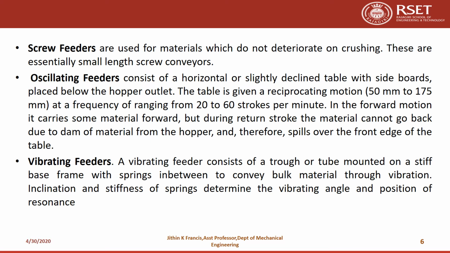Oscillating feeders consist of a horizontal or slightly declined table with sideboards placed below the hopper outlet. The table is given a reciprocating motion, either from 50 to 175 millimeters at a frequency ranging from 20 to 60 strokes per minute. In the forward motion, it carries some material forward, but during the return stroke, the material cannot go back due to the dam of material from the hopper and therefore spills over the front edge of the table.